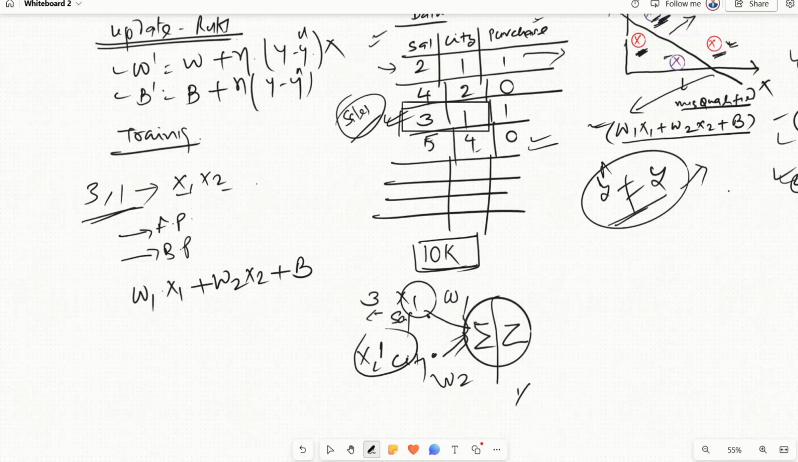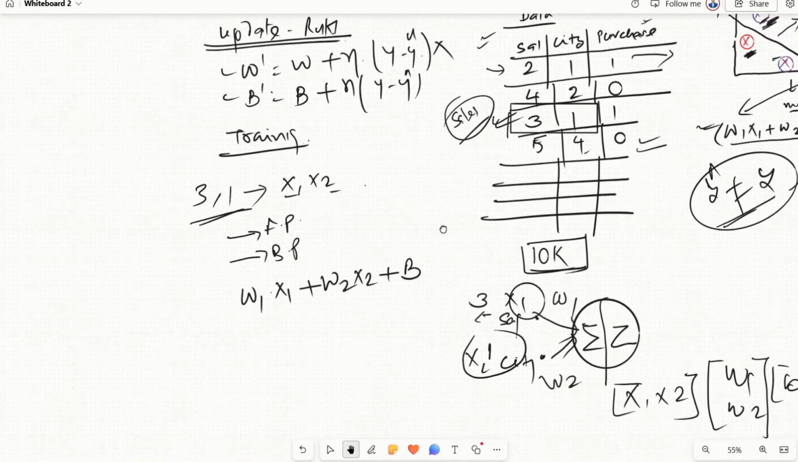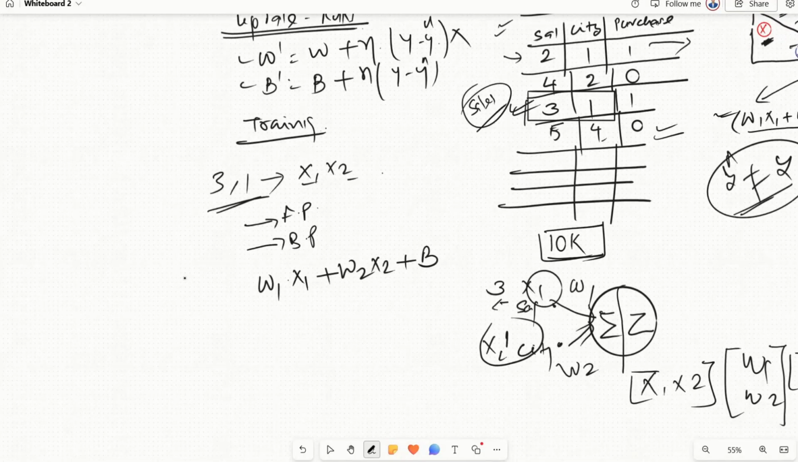So now I have x1, I have x2, and I have two weights w1 and w2, and I will take some bias, so suppose bias is equal to b. This is the setup. So what happens with this setup? As part of training, it will take any random points x1, x2, and it will do the forward propagation.